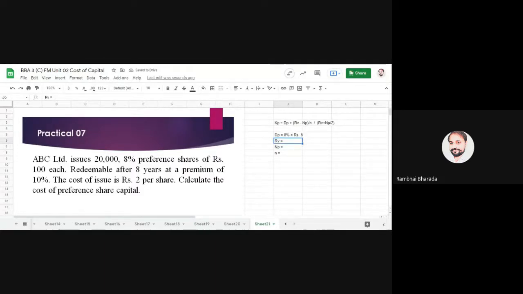Moving ahead. Redeemable after 8 years. How many years is given to you? 8 years. So number of years, n is equal to 8.